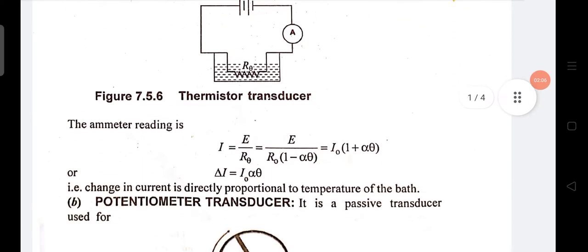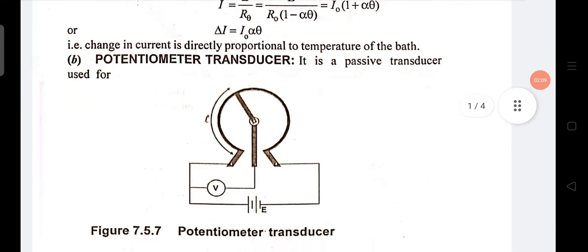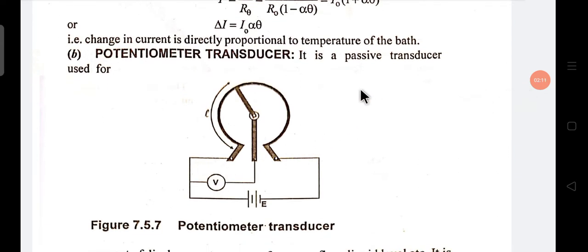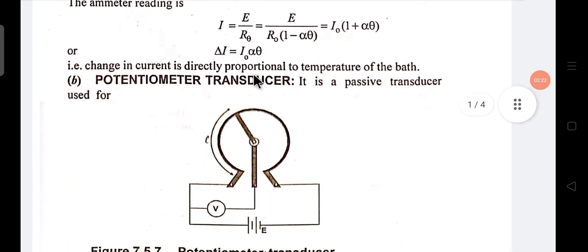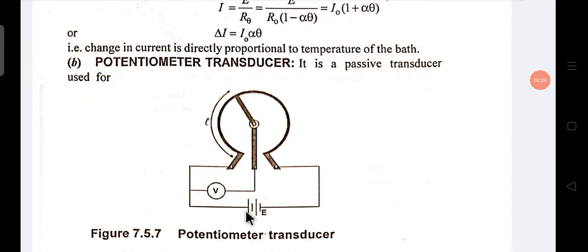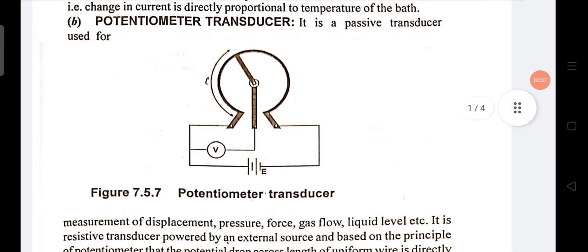Now the next one is the potentiometer transducer. It is a passive transducer. Here you see one external source is applied, since it is a passive transducer. Here also, in the potentiometer transducer, an external source is applied. What is the working of a potentiometer? We use the potentiometer as a variable resistor, so we can vary the resistance through the potentiometer.